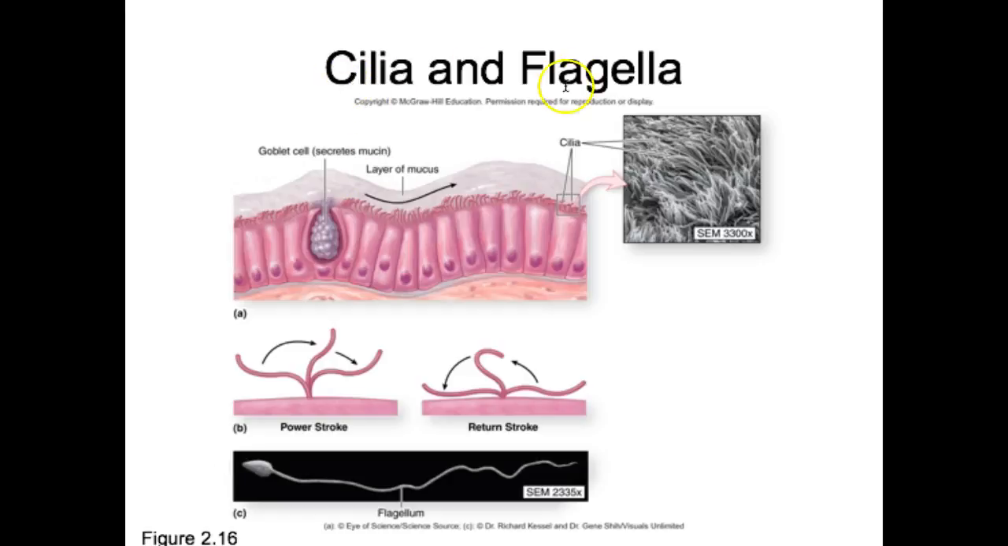So again, cilia and flagella are both about movement. Cilia are numerous. They move the thing on the outside. Flagellum is singular. Flagella is plural. Flagellum is singular. And it moves the cell.